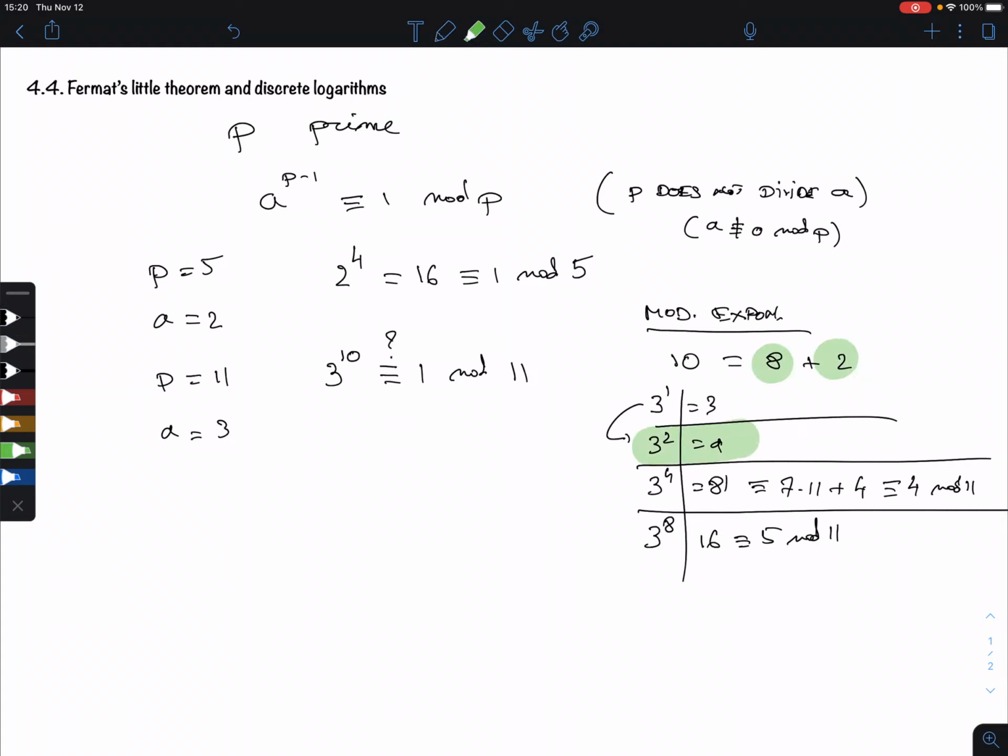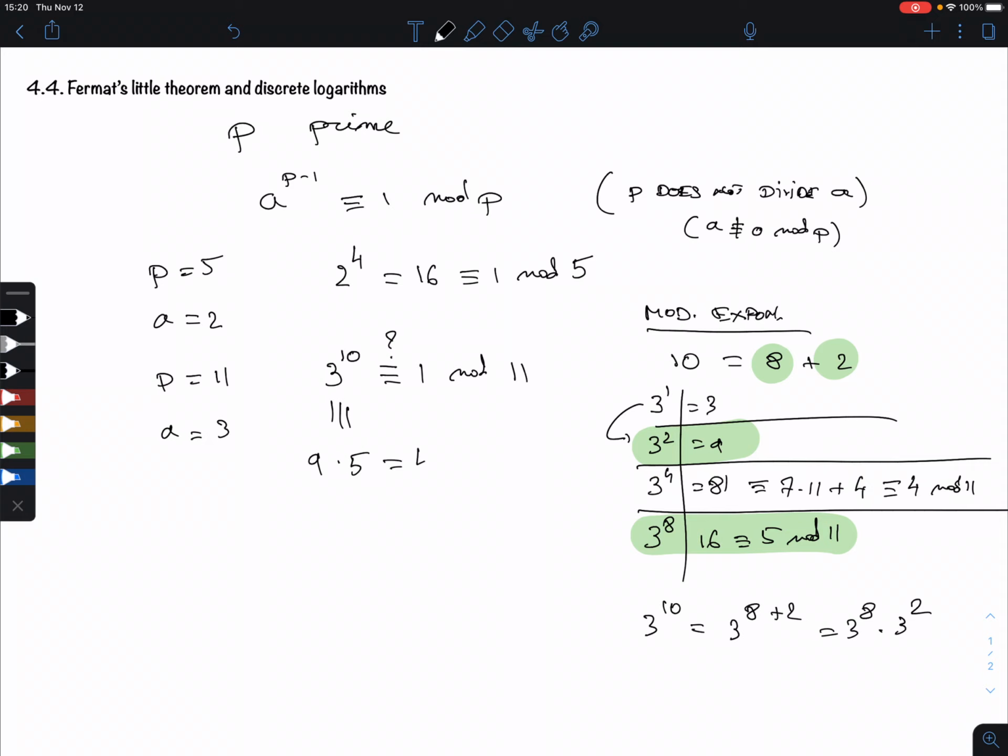So we need this guy and we need this guy, which means that this 3 to the power 10 is the same as 9, the one that comes from 3 squared, times 5, the one that comes from 3 to the power 8. Why do we do this? Because remember, 3 to the power 10 is 3 to the power 8 plus 2, which is 3 to the power 8 times 3 to the power 2. That is the reasoning behind our method.